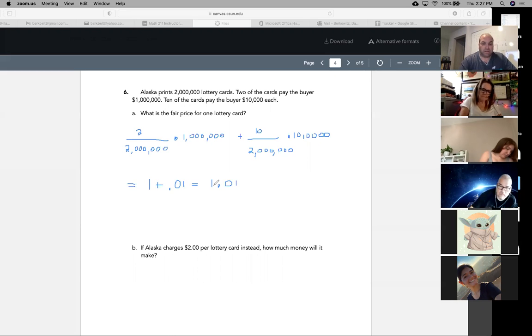That is the expected amount per person. You should expect each person on average of the 2 million people to get $1.01. Well, if this is a fair lottery, then those 2 million people should each pay $1.01, so that the $1.01 per person that is paid to them is balanced by the $1.01 that each person pays. So a fair price would then be $1.01.